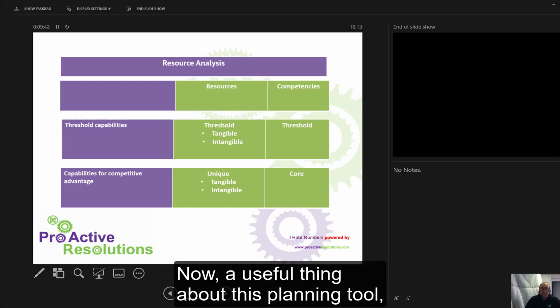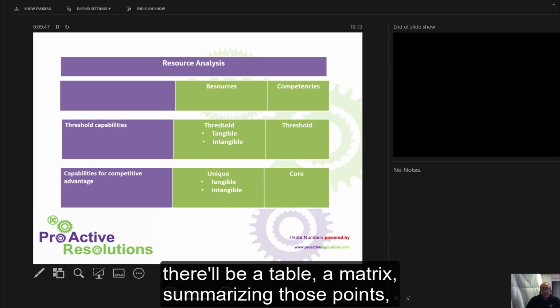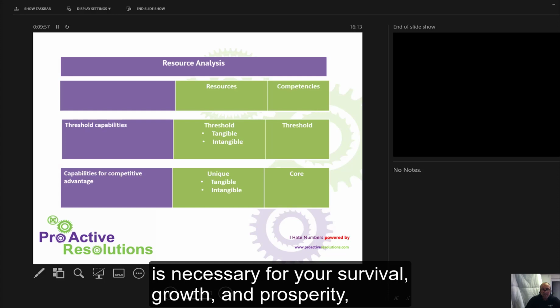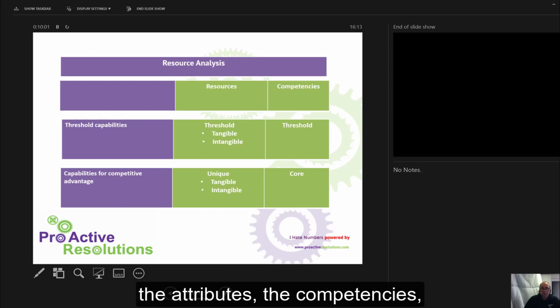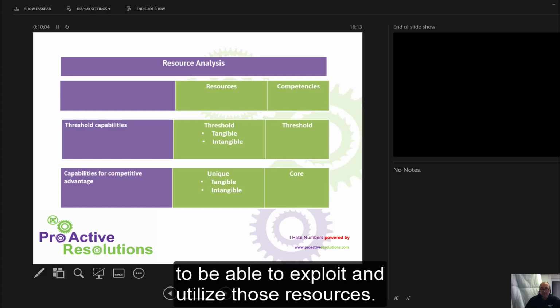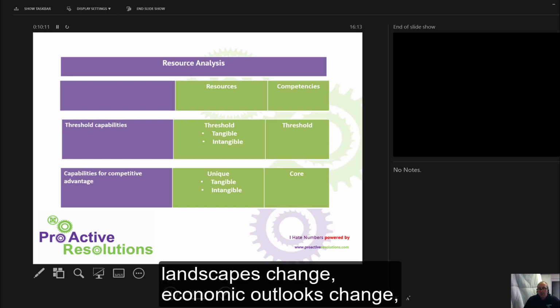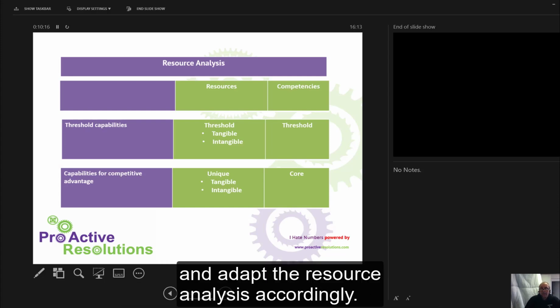Now, a useful thing about this planning tool, and if you check the show notes, the link, there'll be a table, a matrix summarizing those points. It's a very useful planning tool. Remember, having the resources, which is not just money, is necessary for your survival, growth and prosperity, but you also need the capabilities, the skills, the attributes, the competencies to be able to exploit and utilize those resources. Now, this is not a fixed point in time. Landscapes change, economic outlooks change, and therefore we need to be flexible and adapt the resource analysis accordingly.